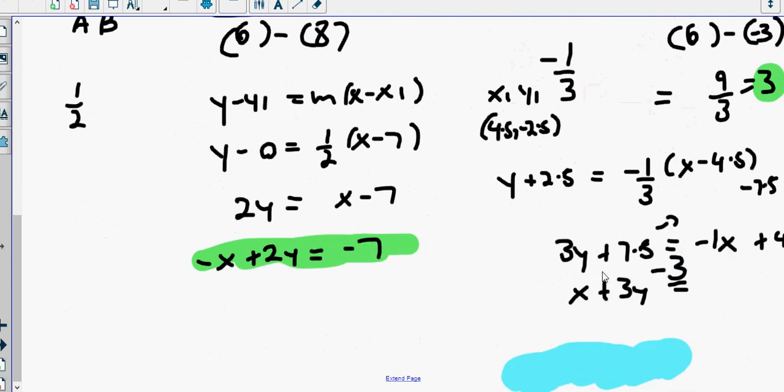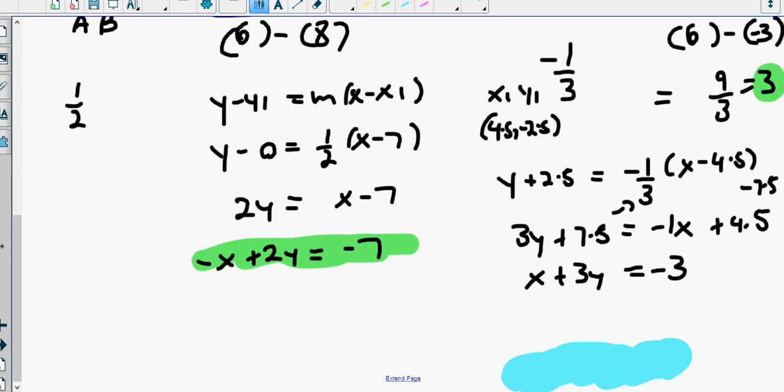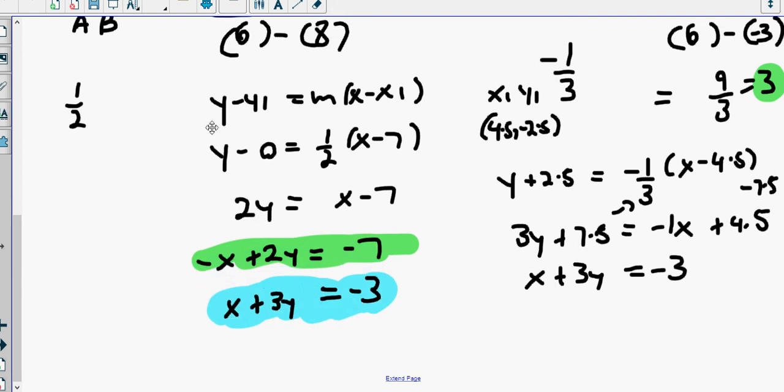Right directly underneath this one, it's going to be x plus 3y equals minus 3. Add directly down. We're going to get 5y equals minus 10.